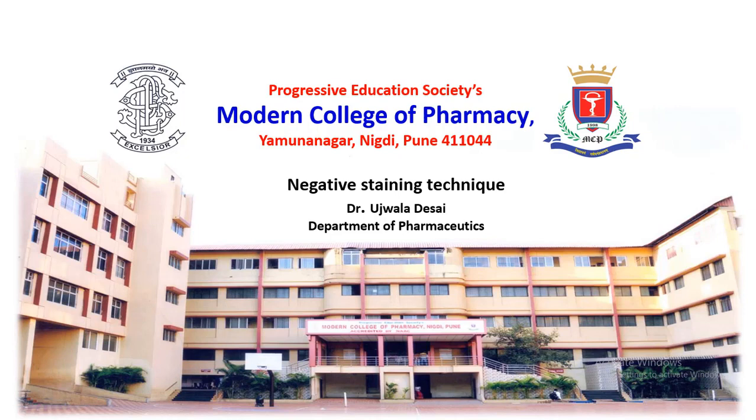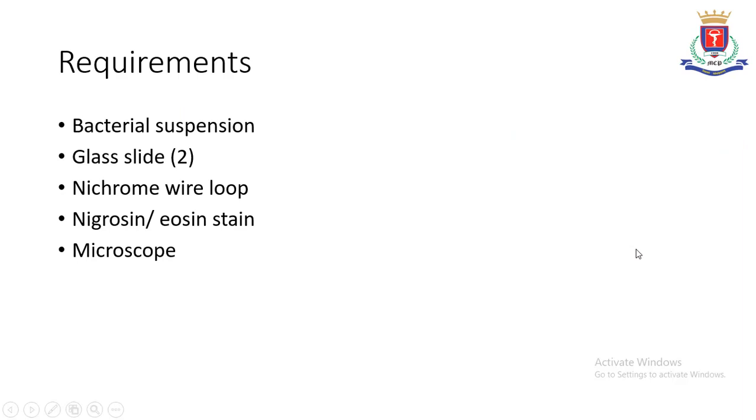So today we will see the negative staining technique. Following are the requirements for carrying out the negative staining technique. First is the bacterial suspension. Second is glass slide. So you'll be requiring two glass slides. Nichrome wire loop, nigrosin or eosine stain and microscope.